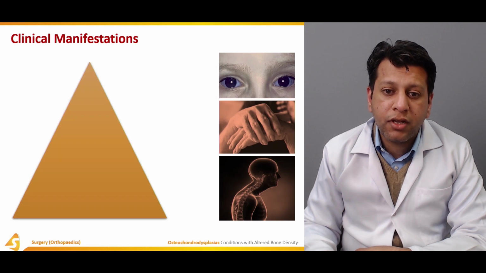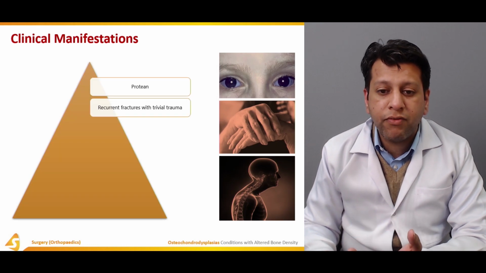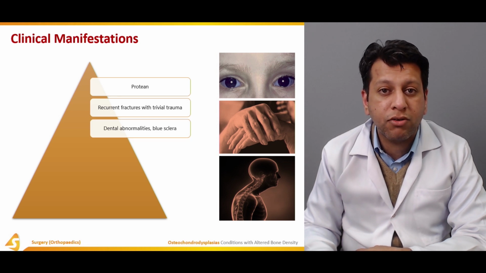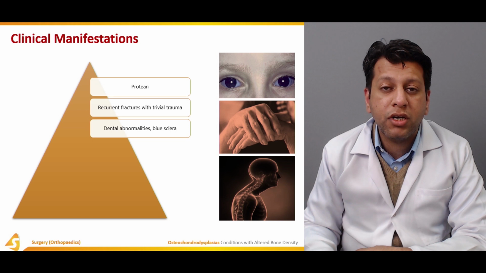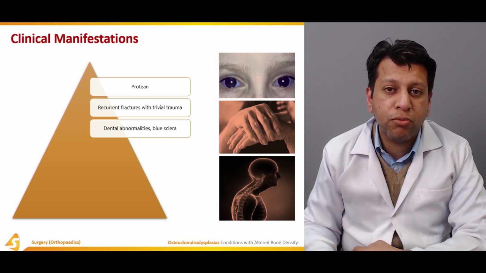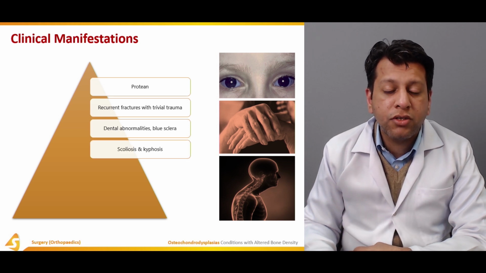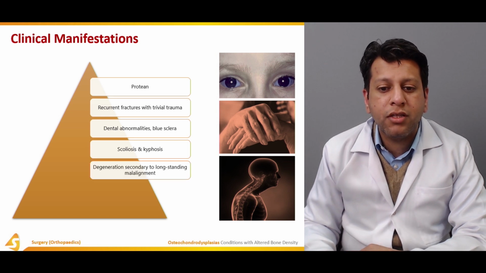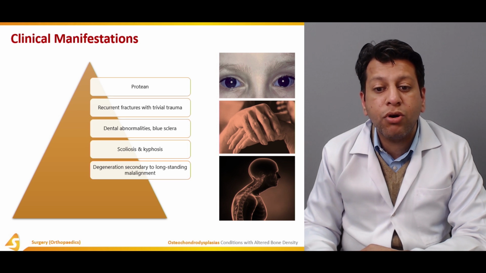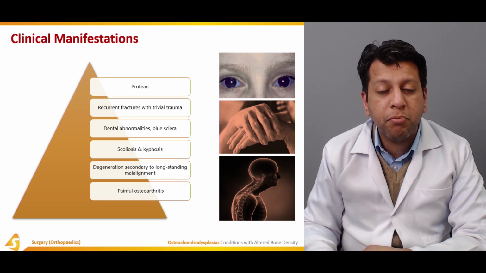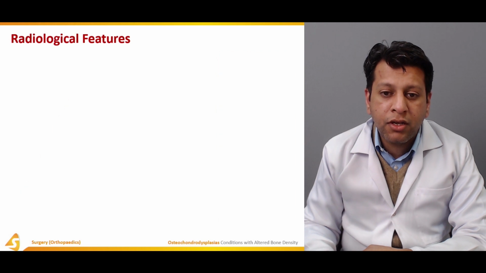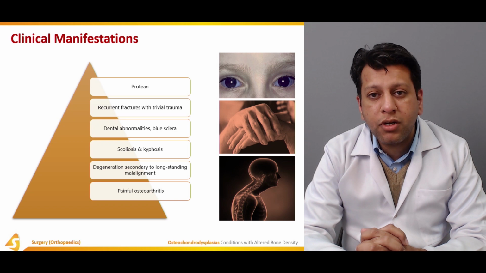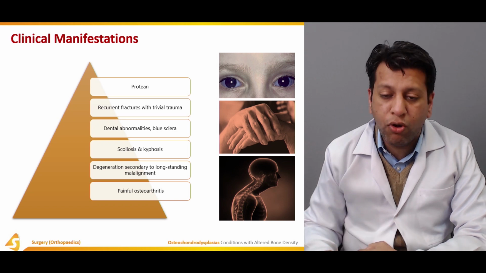Clinical manifestation, as I just told you, usually recurrent fractures with trivial trauma. There are dental abnormalities and dentine caries associated with sclera, which is usually bluish sclera discoloration. Spinal anomalies include scoliosis and kyphosis. There is associated degeneration, long standing malalignment, and painful osteoarthritis. And when you examine these joints, usually increased protein deposition in the joints as well is always present.